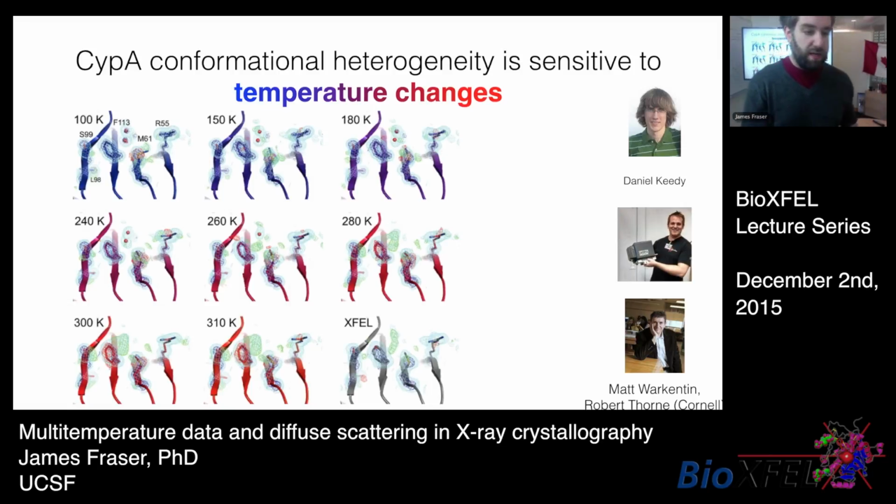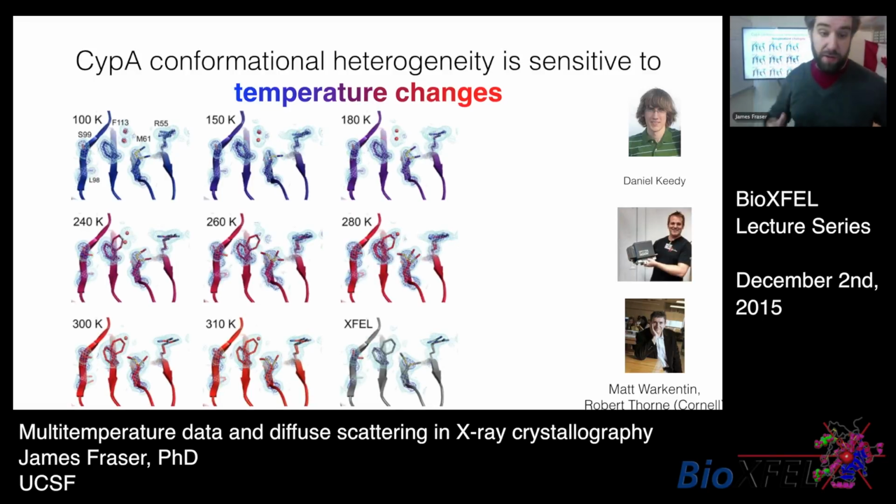And what you can see, if you focus in on the difference density features here in the Fo-Fc map, is that this phenylalanine is building up the population of its alternative conformations as we cross over 200 Kelvin. And there are other corresponding changes as well. If we explicitly model that using qFit and other approaches, we can see that there are actually multiple conformations for all of these residues that are primarily populated above 200 Kelvin.